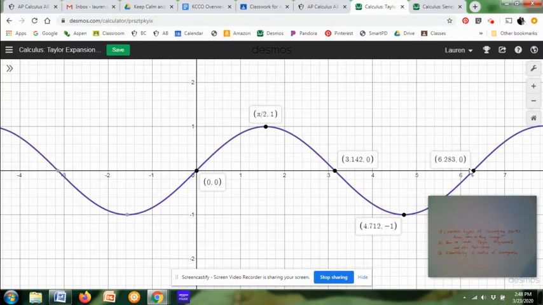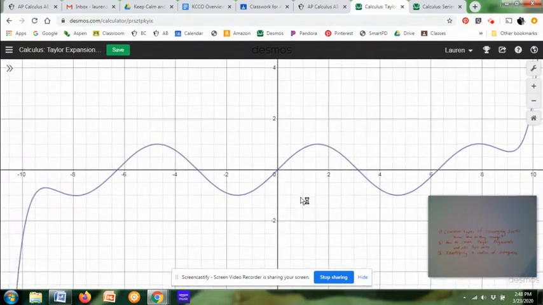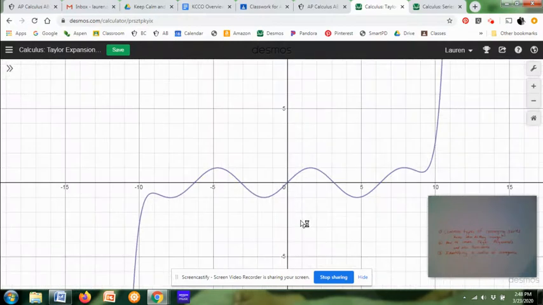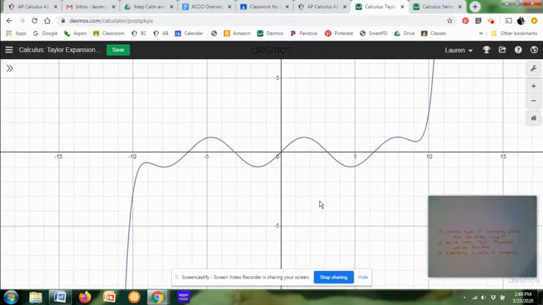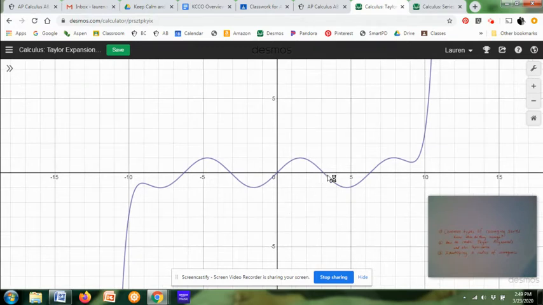So you might be asking yourself, what's going on with that? If this isn't sine of x, what actually is it? If I also zoom out a little bit, you notice that it doesn't quite resemble sine of x as we go further and further away from 0. This is actually a polynomial function.